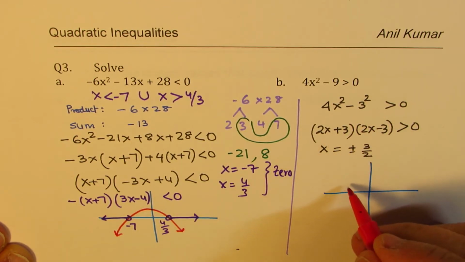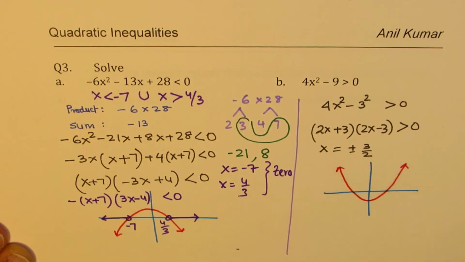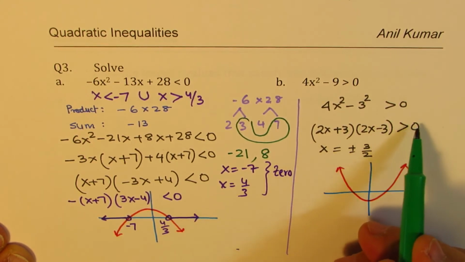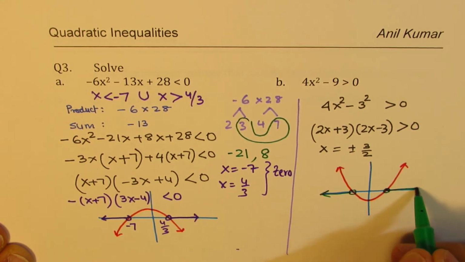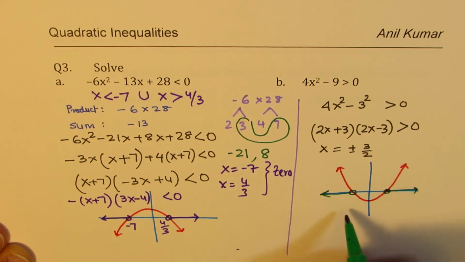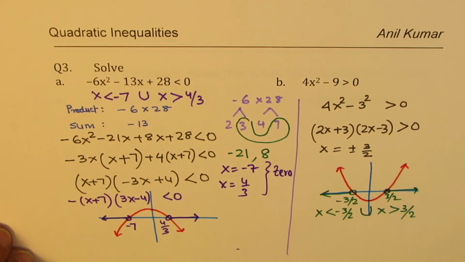And it has even symmetry, right? So it will be like kind of like this. We are looking for something greater than 0. That means the output is this inequality solution, right? So we get x less than the first zero, which is minus 3 over 2, union x greater than 3 over 2, right? This one is 3 over 2. Perfect. So that is how you get the solution for this particular inequality.